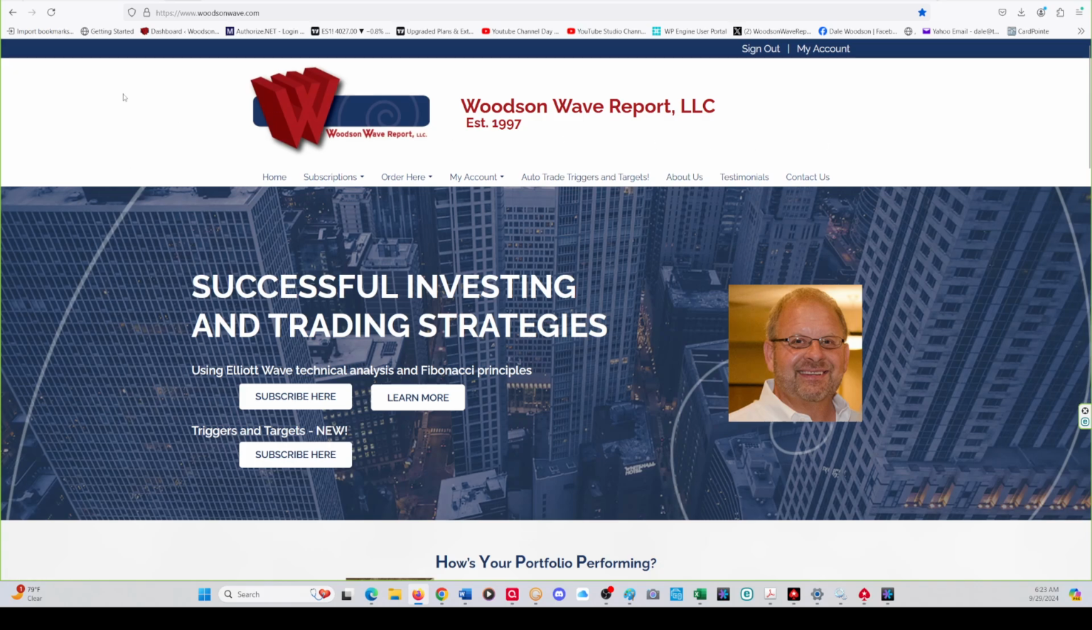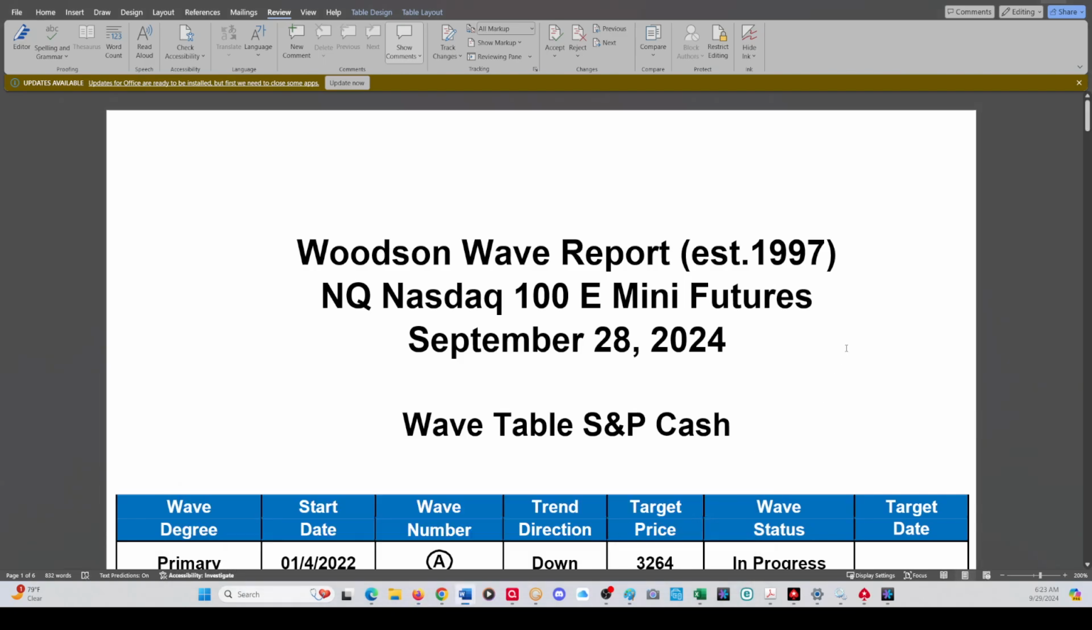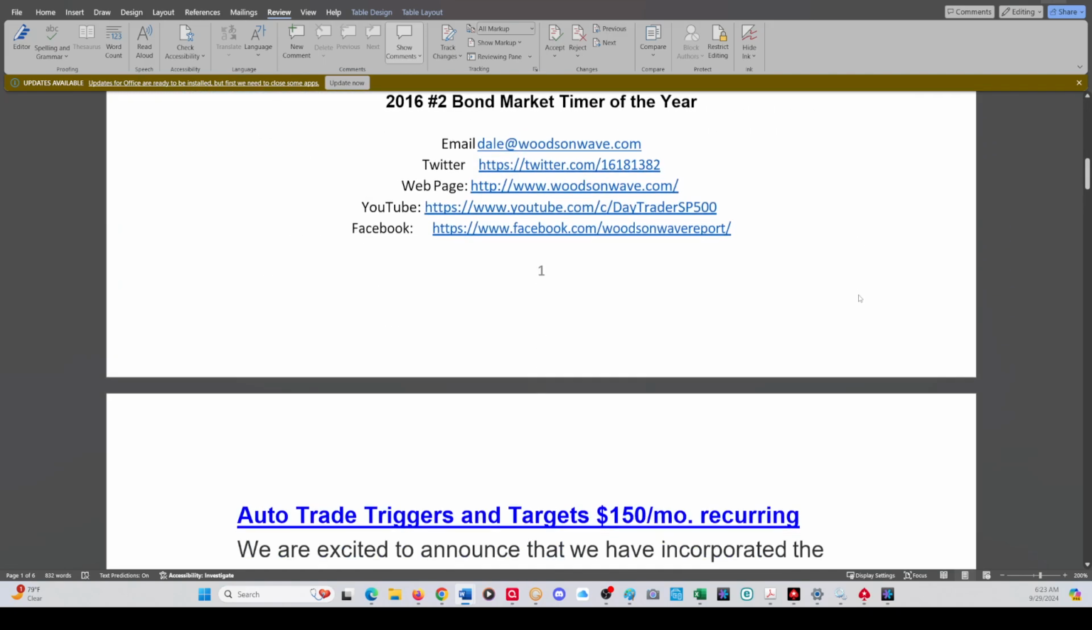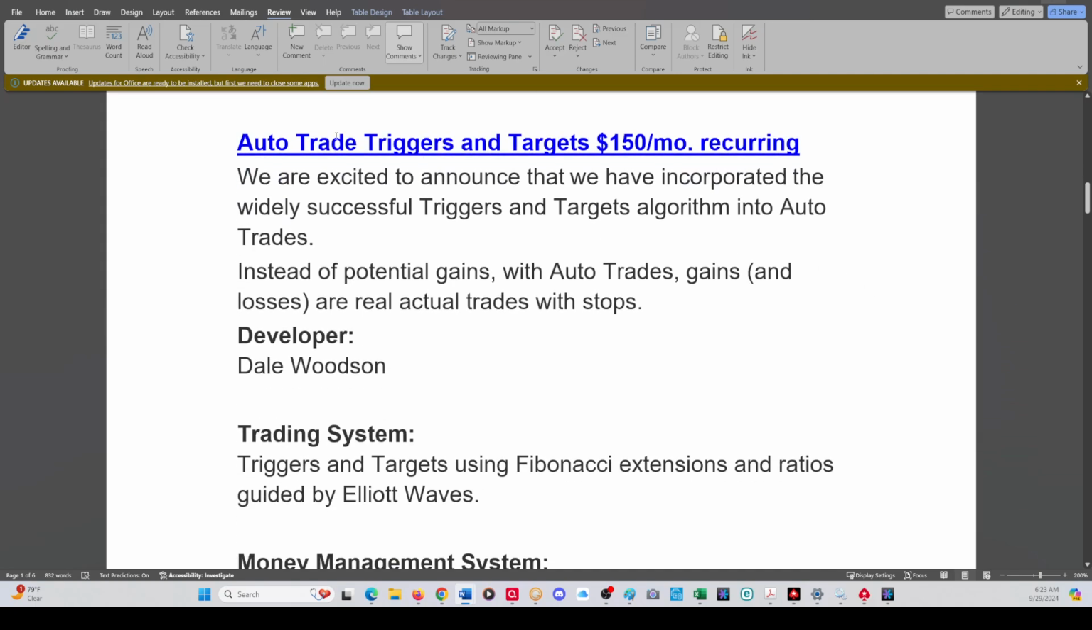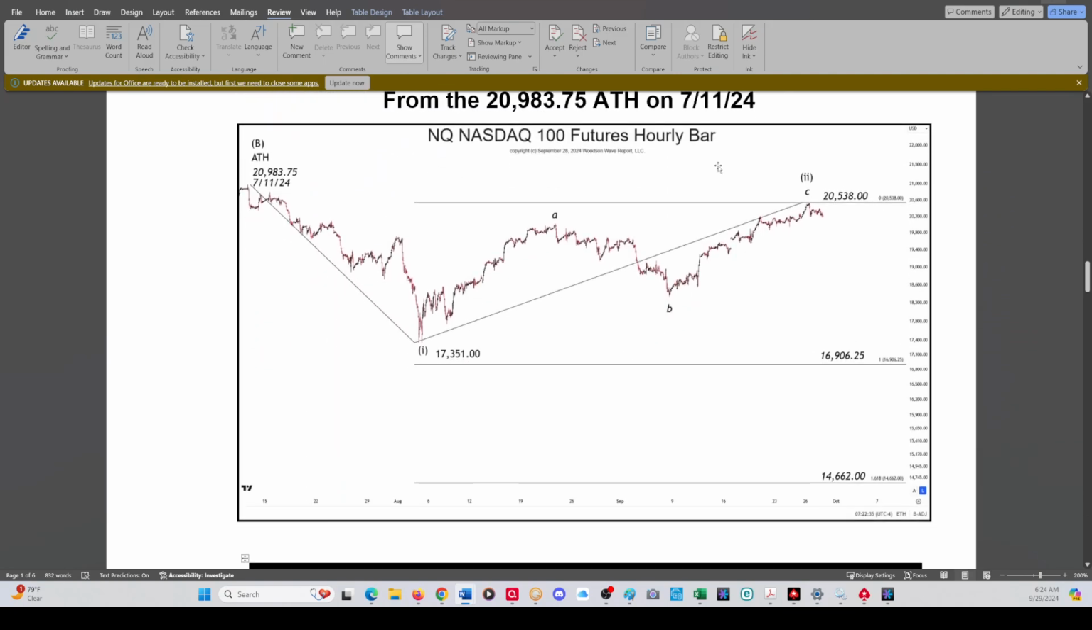Let's go with the NQs. We haven't looked at those in a while, and we do a weekly NQ report, which was done yesterday. As a matter of fact, you can see here is the NQs. We're going to talk about that auto trade real quick. We'll get to that after this, but there's the NQs.